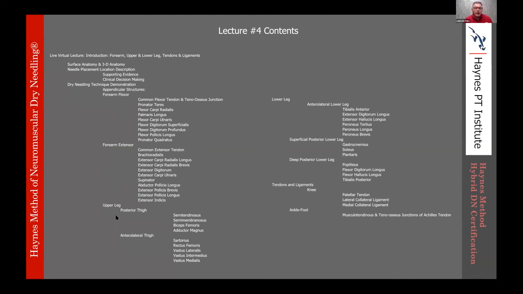Then we'll get into the upper leg. Here we'll look at the posterior thigh: semitendinosus, semimembranosus, the biceps femoris, and adductor magnus. Anterolateral thigh, then we'll look at the quad plus the sartorius. We'll get down into the lower leg. We'll look at tibialis anterior, extensor digitorum longus, extensor hallucis longus, and the peroneals. Superficial posterior lower leg, we'll look at gastroc, soleus, and plantaris. And then we'll get to the deep posterior leg and we'll look at popliteus, and then flexor digitorum longus, flexor hallucis longus, and tibialis posterior.